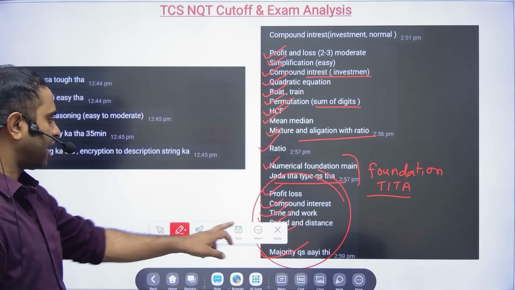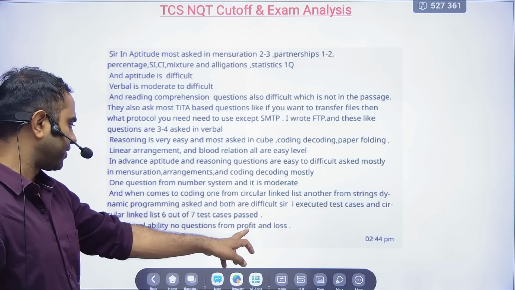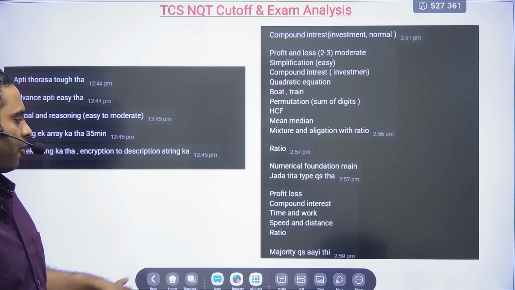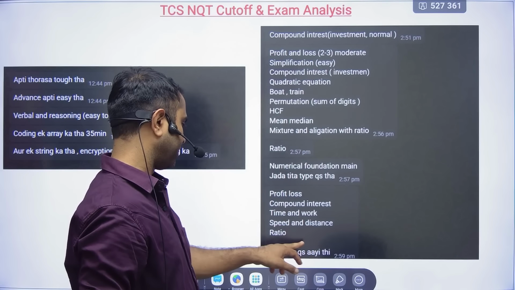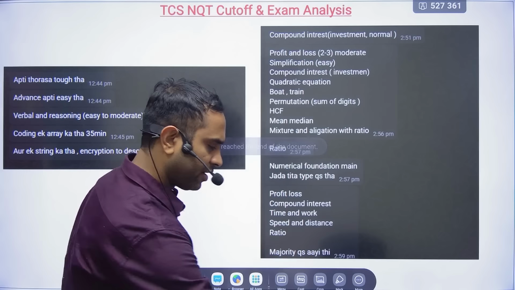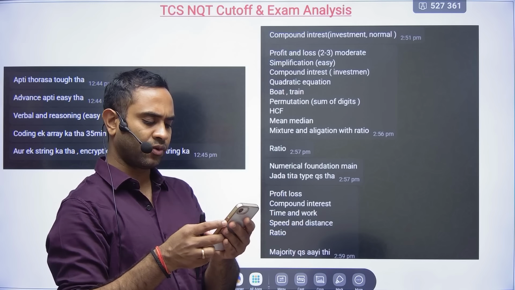So here when you went, it is clearly mentioned numerical ability, no question from profit and loss. This is in shift 2. This is shift 1, speed and distance, ratio. Okay, fine. And if I talk about reasoning, so let me see another.